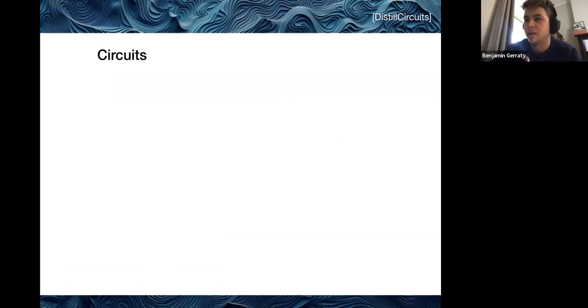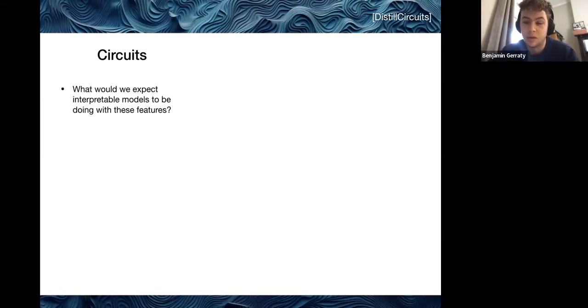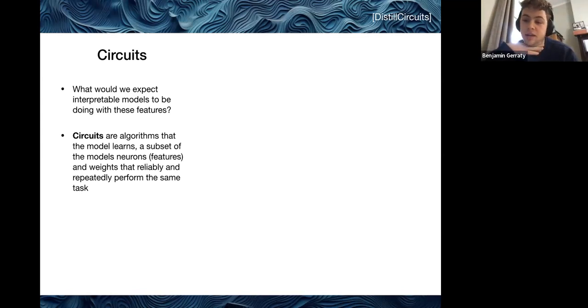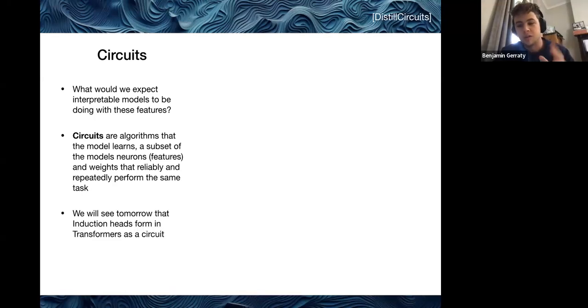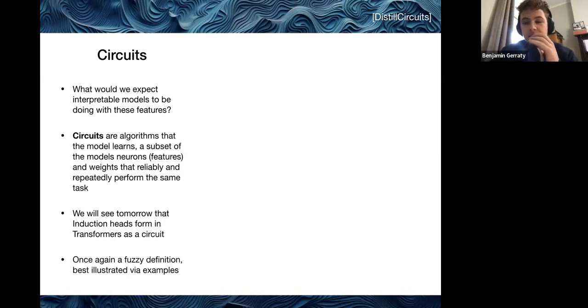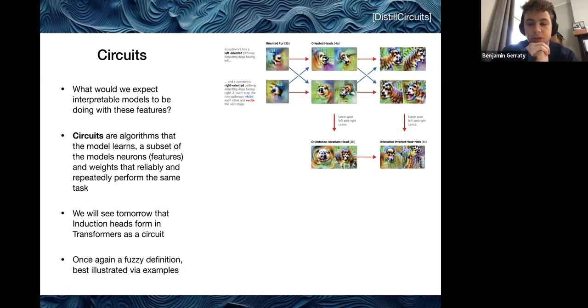So how could we think about these networks using these features to give us the responses that we see it do so well? This is what we're going to call a circuit. So these are algorithms that are like a subset of neurons or features, and then links them together with certain weights and that reliably performs the same task, is how I think of what a circuit does. I'm not going to talk too much about circuits because that's mostly going to be for Rowan tomorrow in his induction paper. And again, a bit of a fuzzy definition, I think less fuzzy than features. But some quick examples to motivate it.